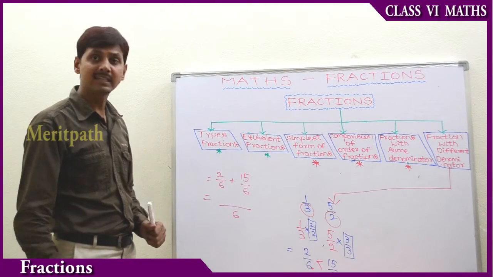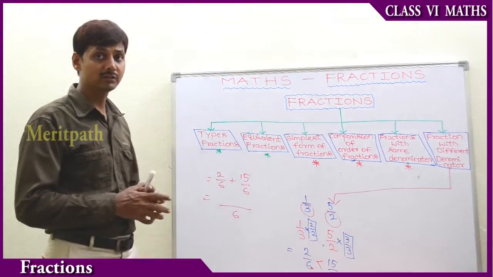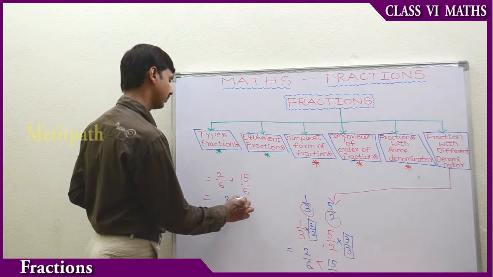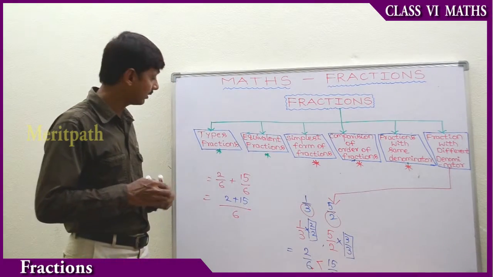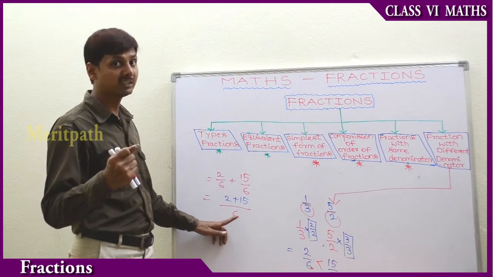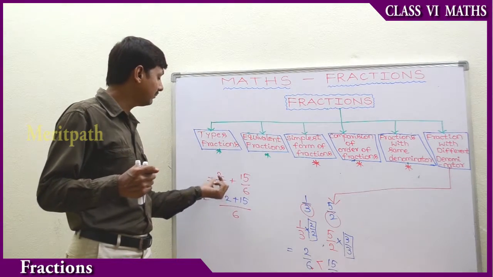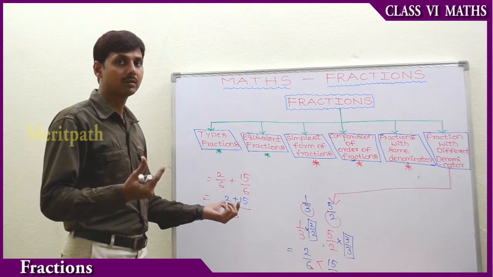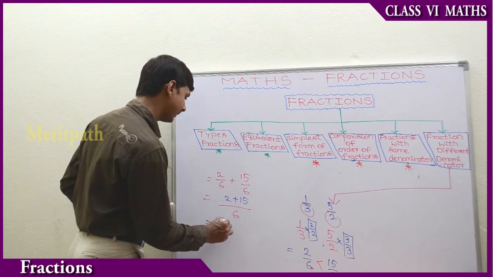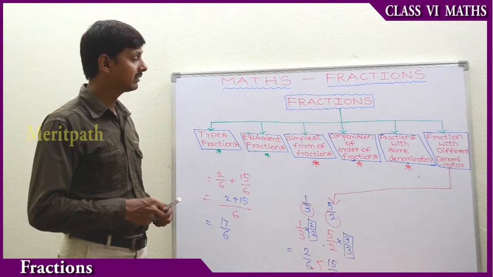So let's see how to add these two fractions. When the denominators are the same, we can add the numerators easily. That is 2 plus 15. We take the denominator only one time, 6, because it is the same denominator. The different numerators we add in the addition of fractions. So 2 plus 15 is 17, and we get 17 by 6. This is the process to add like fractions. So let's see the next concept.